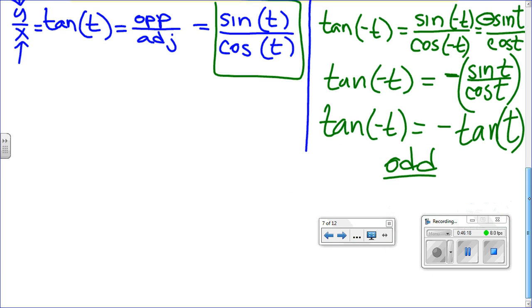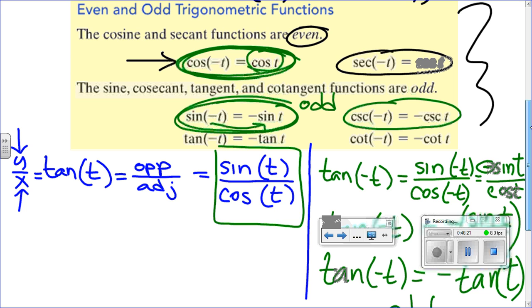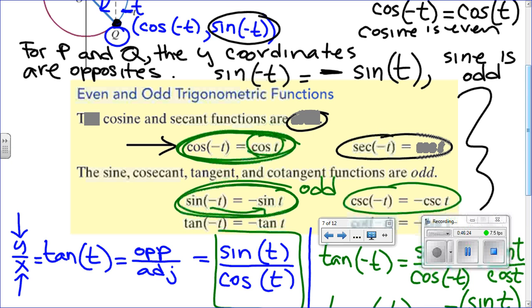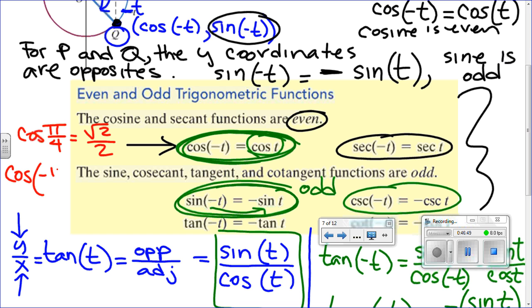How does that help us? Just to determine that if a function is even, if I ask you, what is the cosine of pi over 4? The square root of 2 over 2. So because you know that cosine is even, what if I ask you, what is the cosine of negative pi over 4? Is the same as this, square root of 2 over 2. You don't even have to think about it. It's just the same.